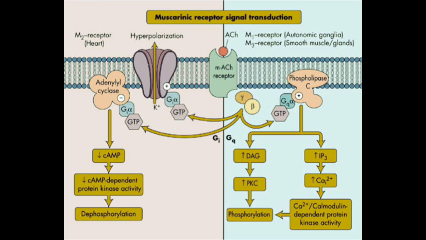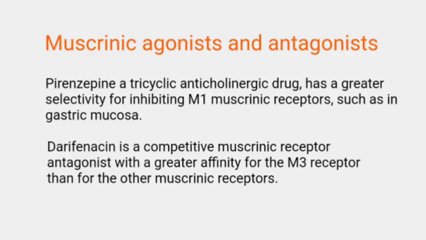In contrast, activation of the M2 subtype on the heart muscle stimulates a G protein designated Gi, which inhibits adenylyl cyclase and increases potassium conductance. The heart responds with a decrease in the rate and force of contraction. Now I move towards the muscarinic agonists and antagonists. Attempts are currently underway to develop muscarinic agonists and antagonists that are directed against specific receptor subtypes.